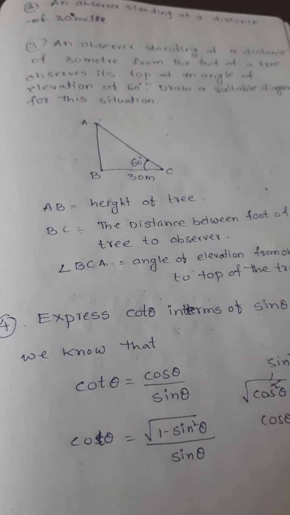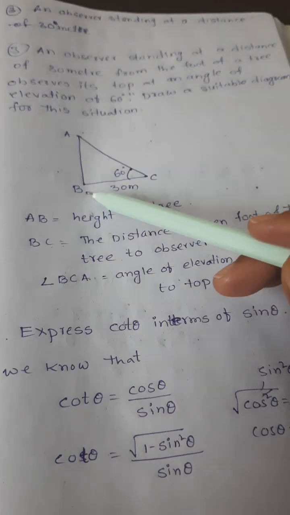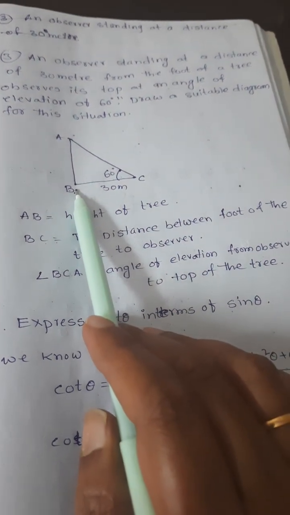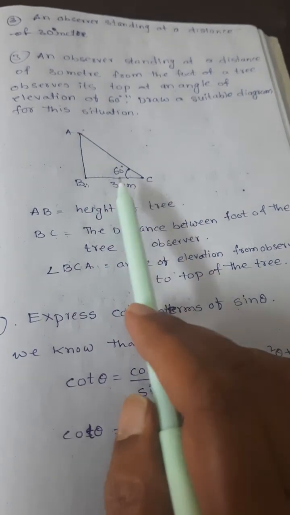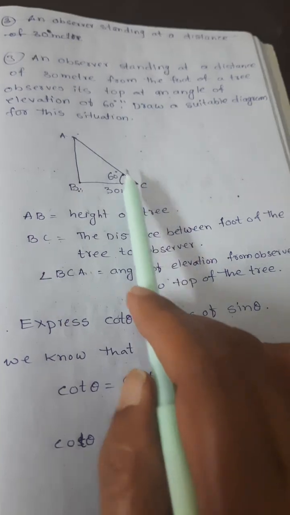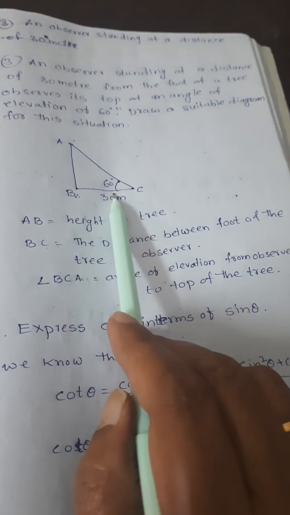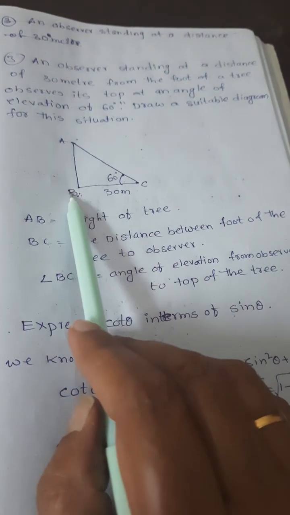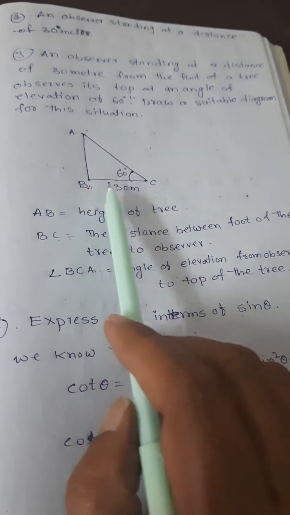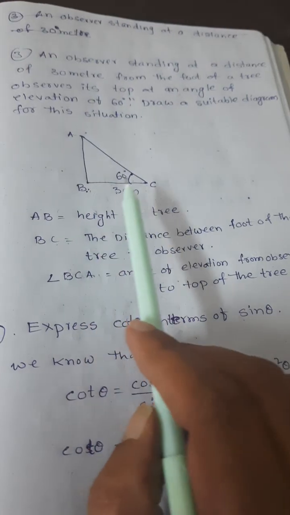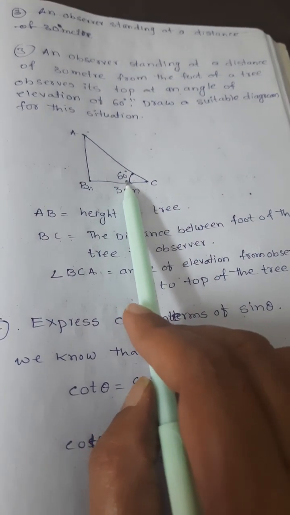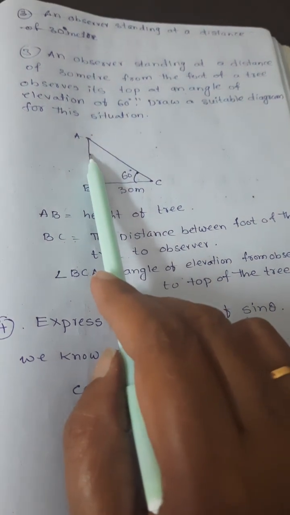So here AB is the tree, and the distance between the foot of the tree and the observer is 30 meters. The angle of elevation from the observer to the top of the tree is 60 degrees. Here AB is the height of the tree, BC is the distance between the foot of the tree and the observer. Angle 60 degrees is the angle of elevation to the top of the tree.